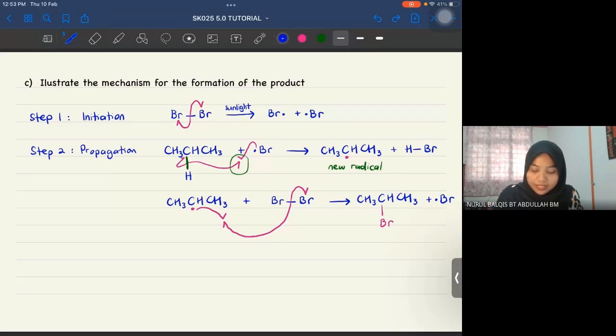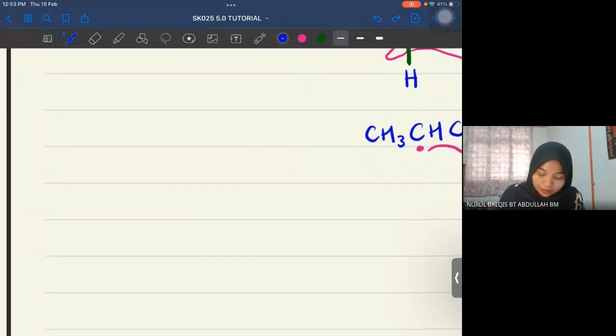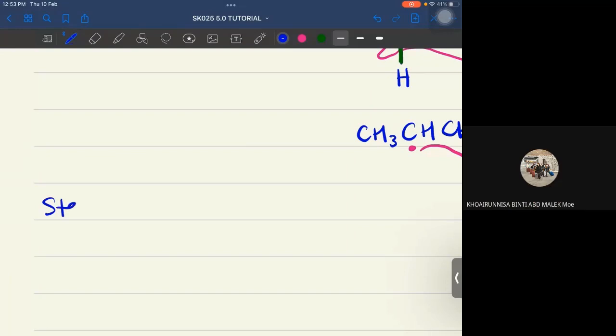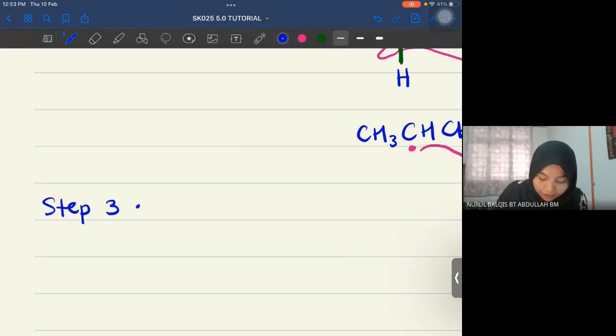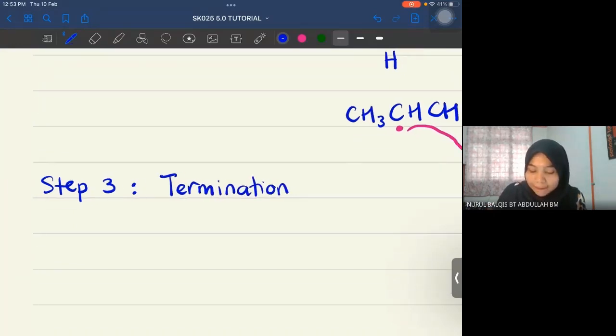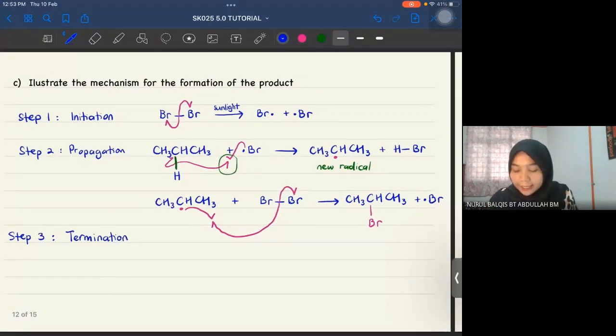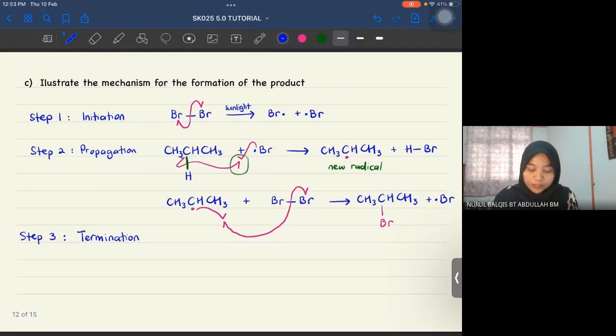Okay, step number 3 is called terminations. Okay, so these terminations reactions, kita akan ambil semua possible radicals untuk kita combine semula sebab kita tak nak any radicals left. Kalau ada radical, reactions takkan stop. So kita kena hapuskan radical tu dengan cara gabungkan dia balik. So kita akan ada 3 combinations.